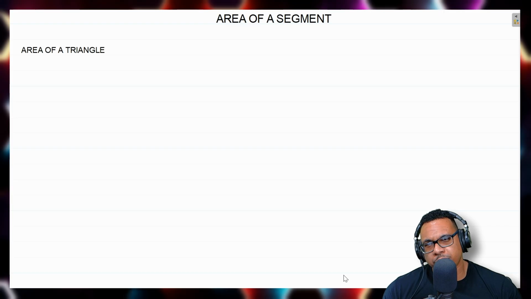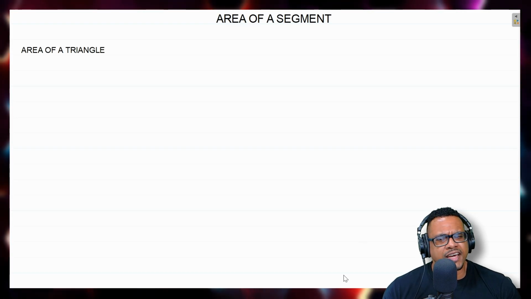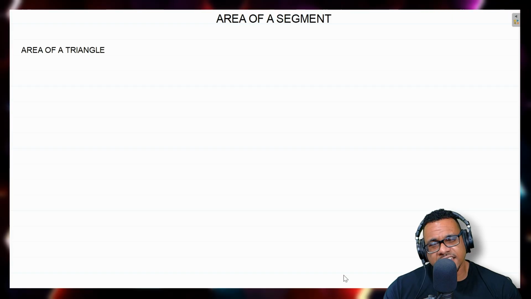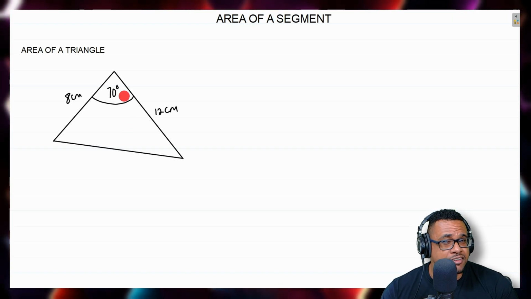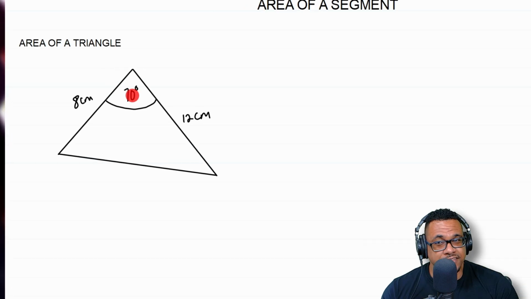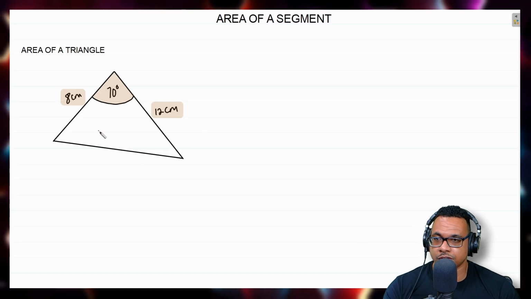In this video, we are going to look at the area of a segment. But before we can do that, we're going to look at the area of a triangle given the angle between the two given sides. So here I have a triangle. We have the angle 70 degrees in between the two given sides of 8 centimeters and 12 centimeters. Now we know the area of a triangle is a half base by height or base by height over 2.